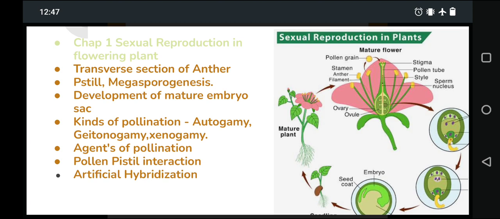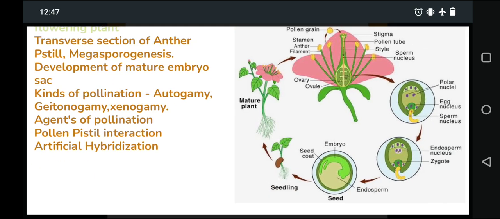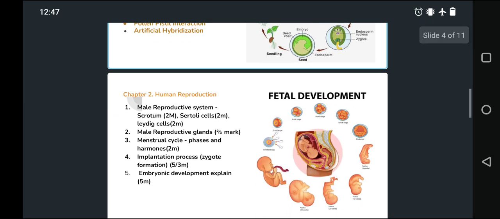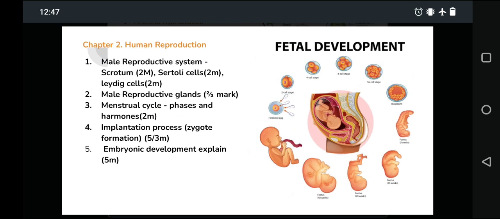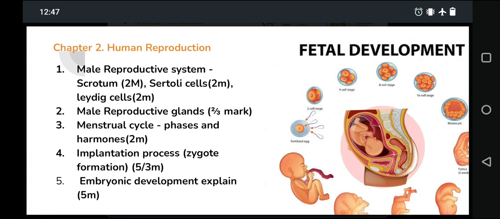The remaining chapter you have to read. I am not saying that this is coming in the exam. I am just guessing which topics can come for the exam. Next, we will move towards the next slide, that is human reproduction.